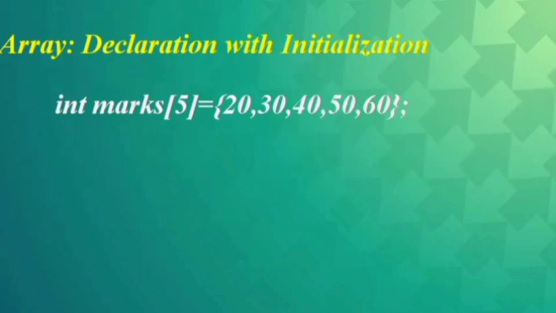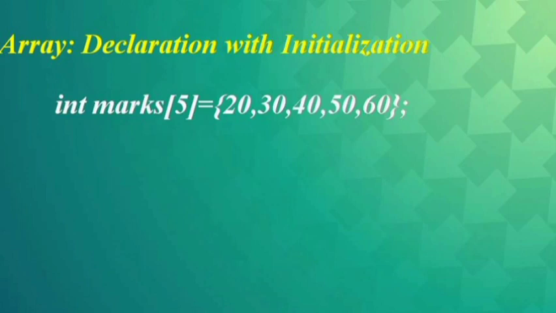Now array declaration with initialization. We can initialize the array at the time of declaration. Let's see the example. Here one simple code is given. First the data type is given, then array name marks, then size is 5. So we can store 5 values to the array named marks. The value should be given within the pair of curly braces. This is compile time initialization, that is assigning the value to the variable while writing the program.